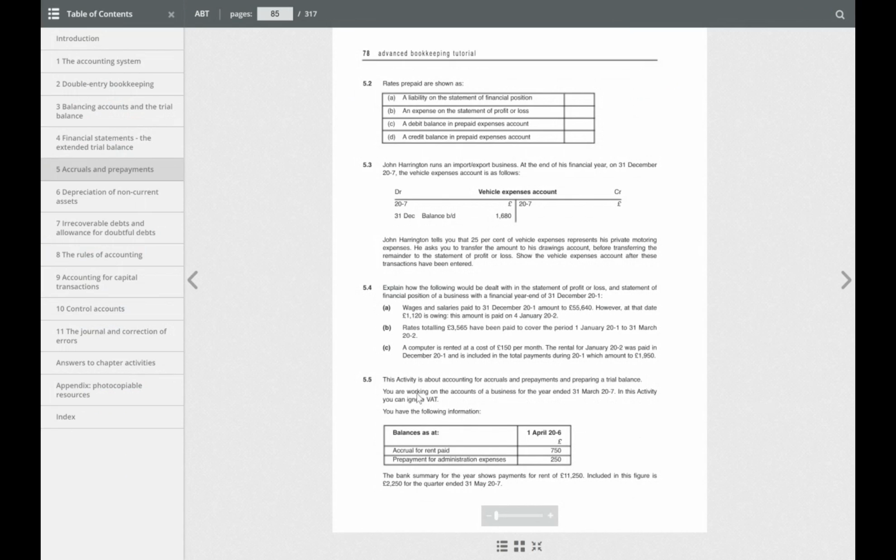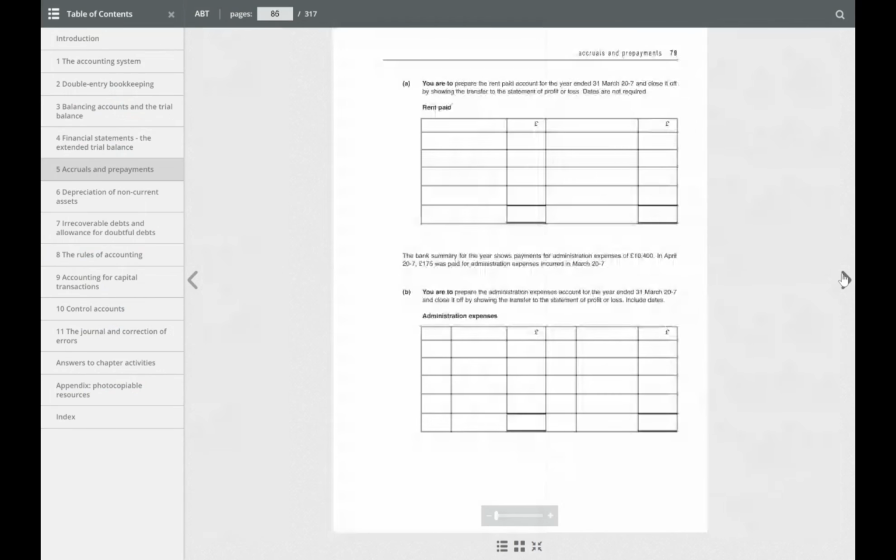Rent account is 750 opening balance. Opening accrual should go on the credit side. This is what we learned, right? So it should come on the credit side.